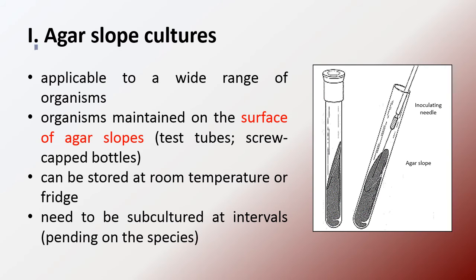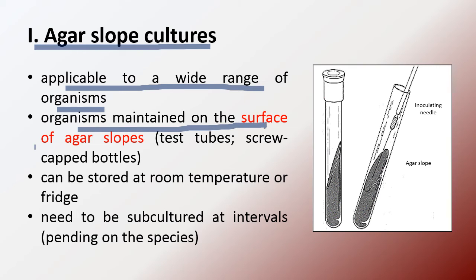Okay, the first method is the agar slope culture. The agar slope culture is applicable to a wide range of organisms. Usually the organisms are maintained on the surface of the agar slope. The agar slope is usually formed in a test tube or a screw cap tube. So this is a screw cap tube and this is the test tube.